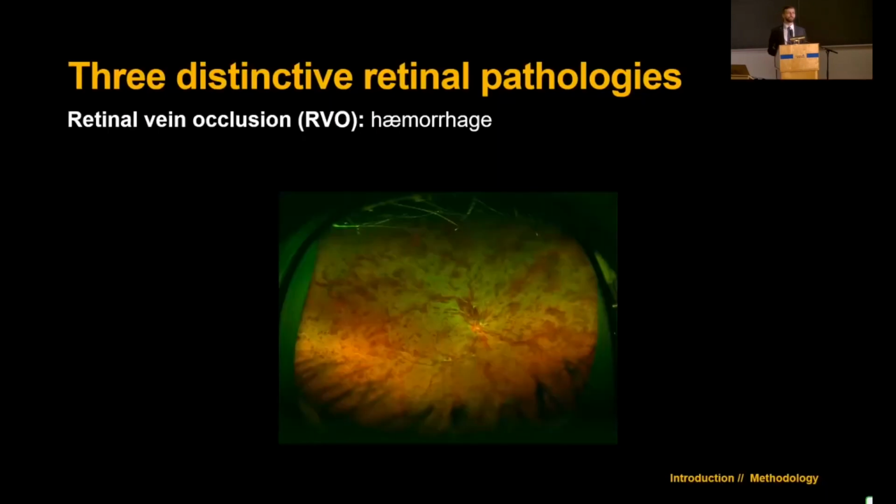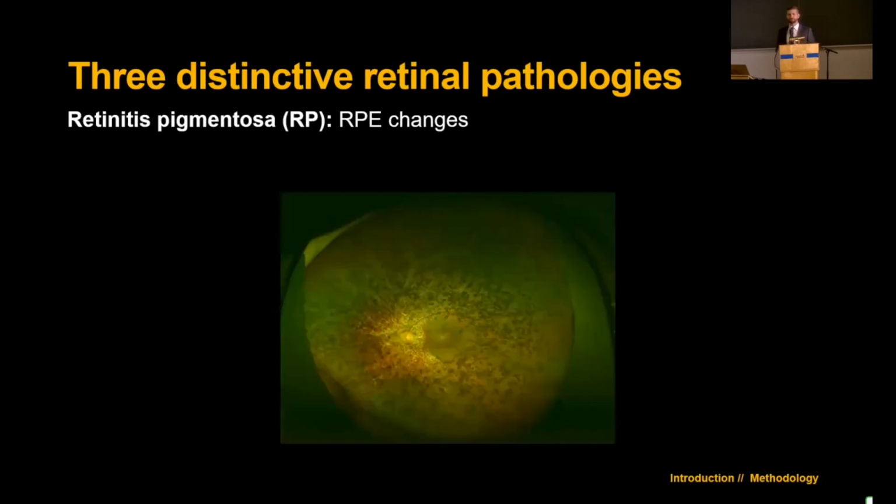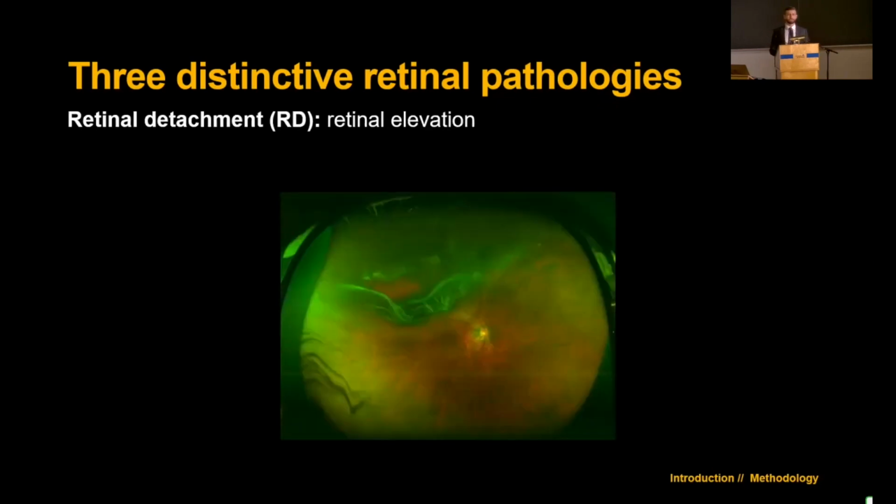To answer this question, we chose three distinctive retinal pathologies: retinal vein occlusion for the presence of hemorrhage, retinitis pigmentosa for the presence of RPE changes, and retinal detachment for the presence of retinal elevation. And although clinically obvious, the distinction between hemorrhage, RPE changes, and retinal elevation has not been previously validated using AutoML.